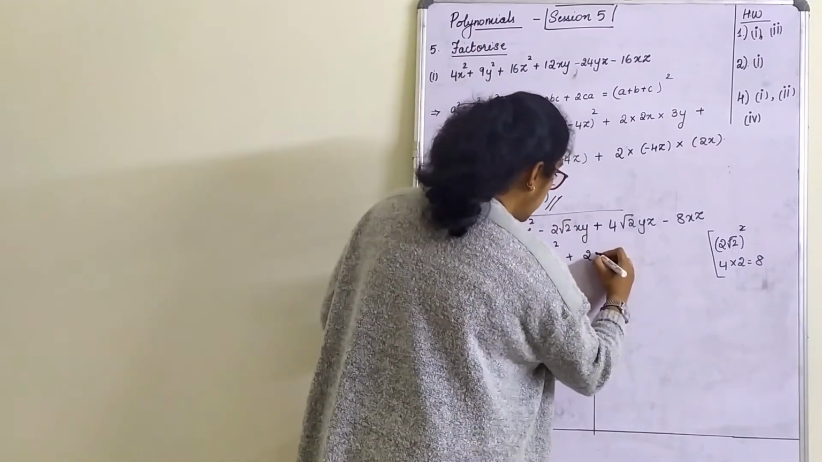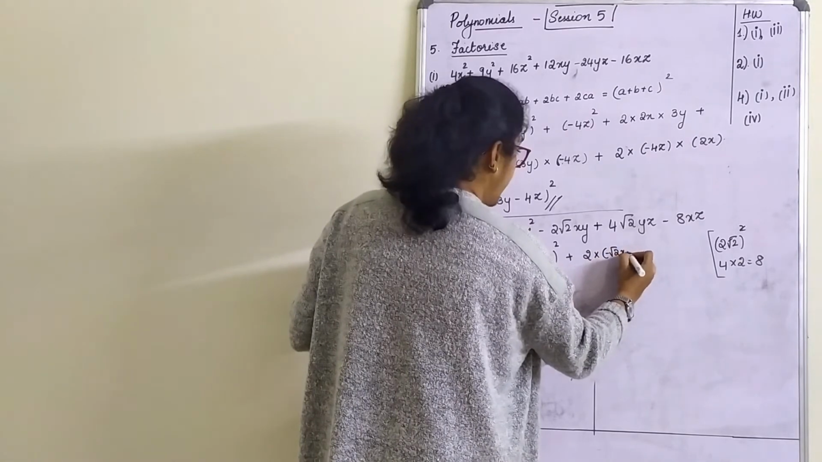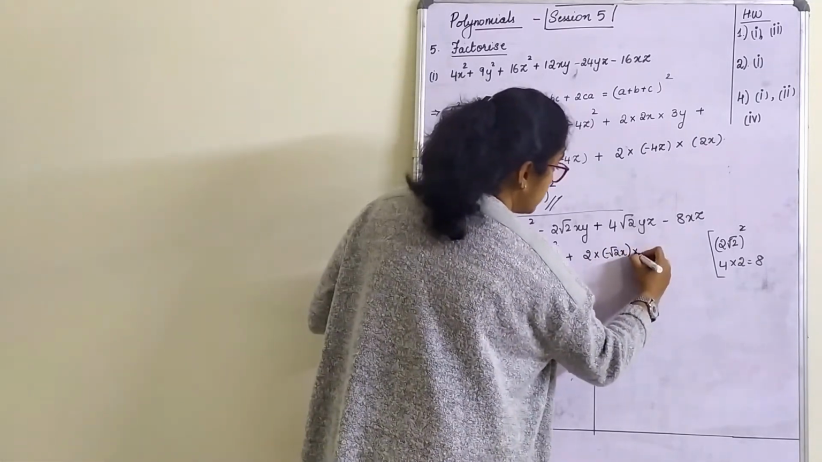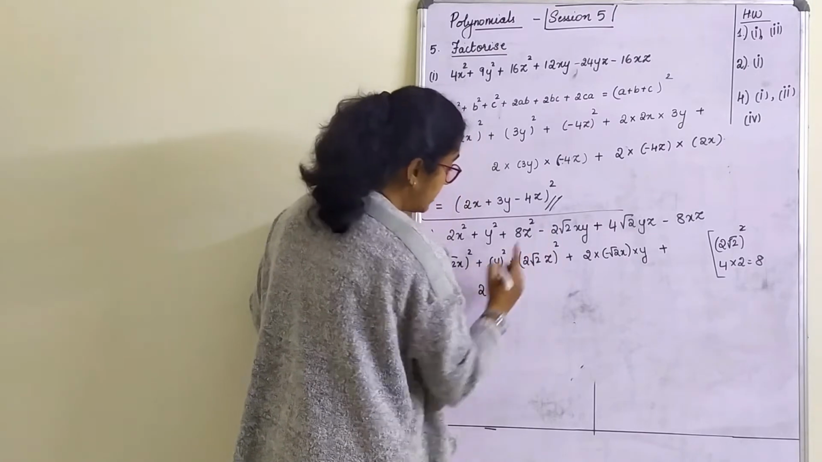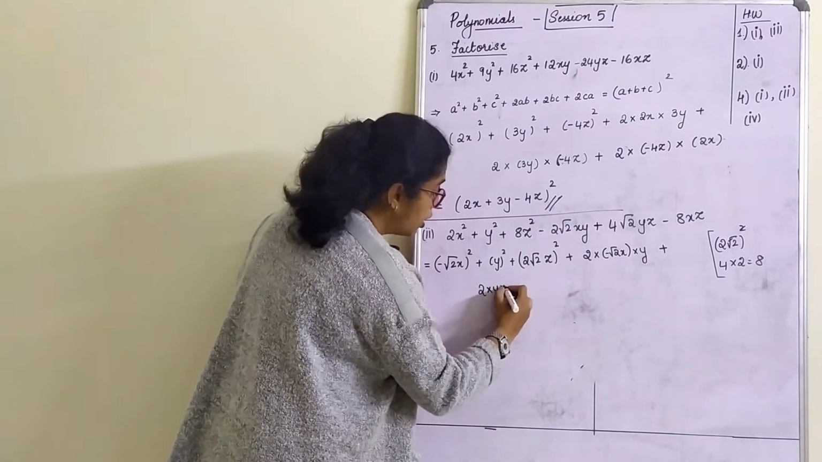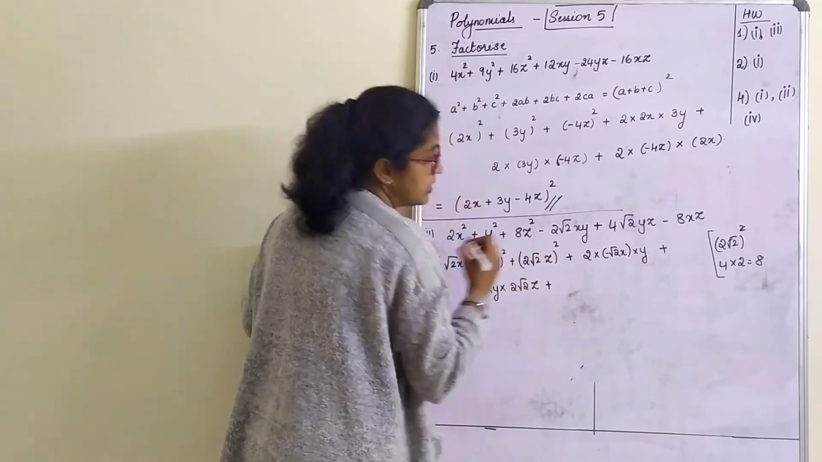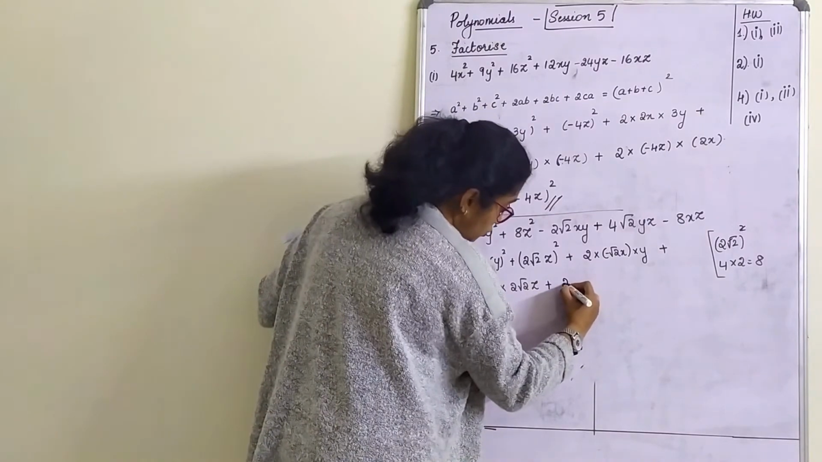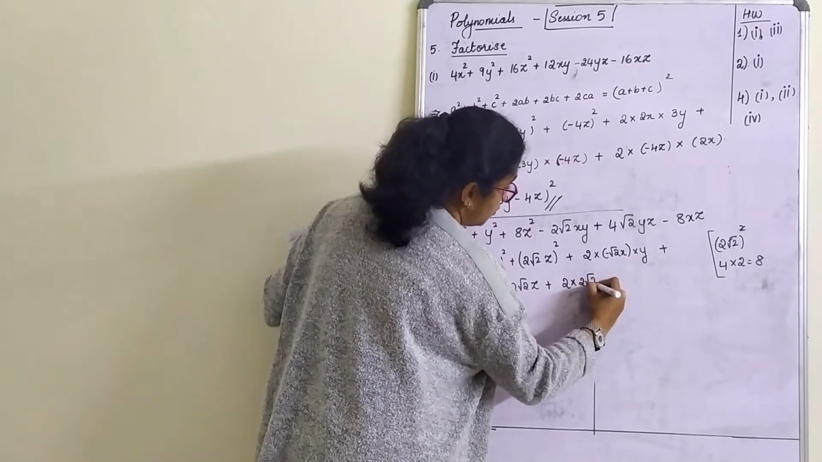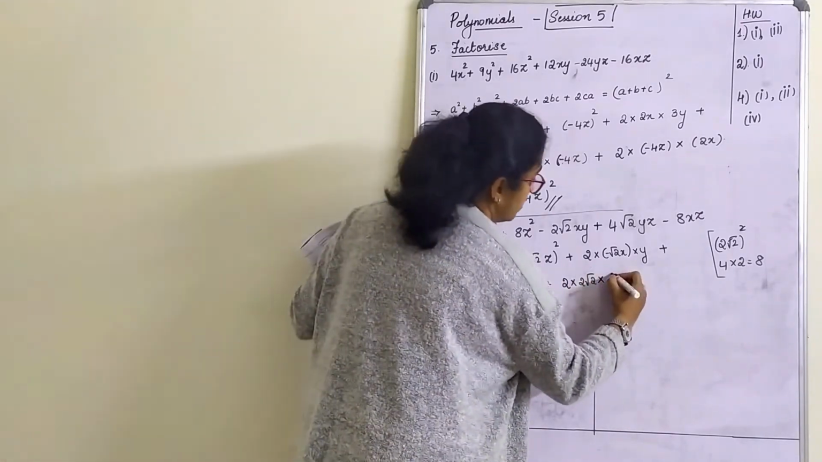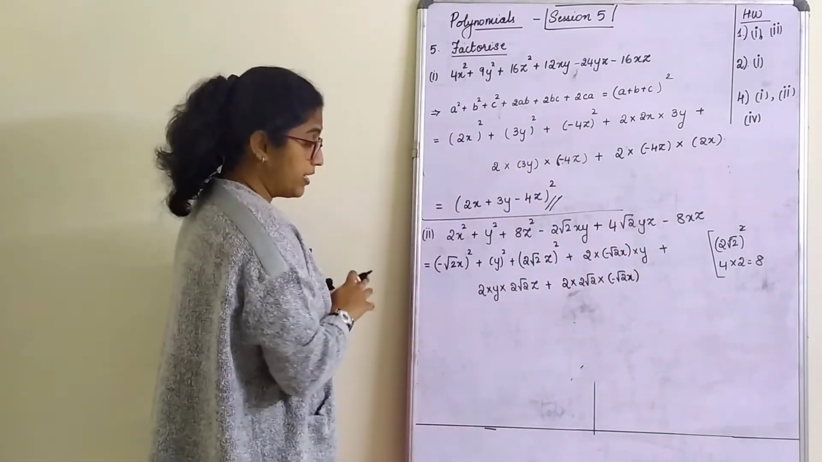So we will write this as plus 2 into A. What is A? Minus root 2x. What is B? B is y. I have written plus sign here. Plus 2BC. What is your B term? B term is y. What is your C term? 2 root 2z. Plus 2CA. What is your 2? What is your C term here? 2 root 2. What is your A term? Minus root 2x.